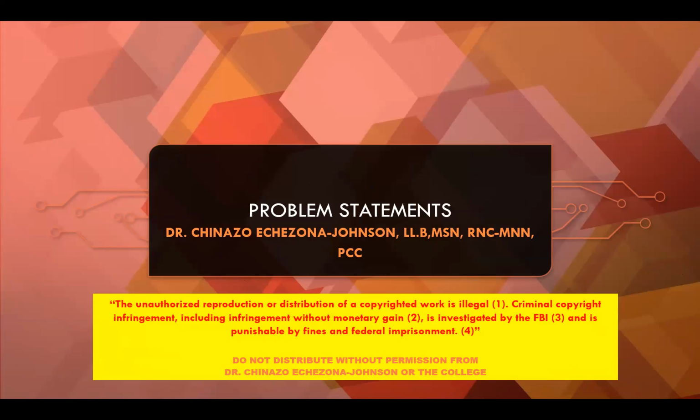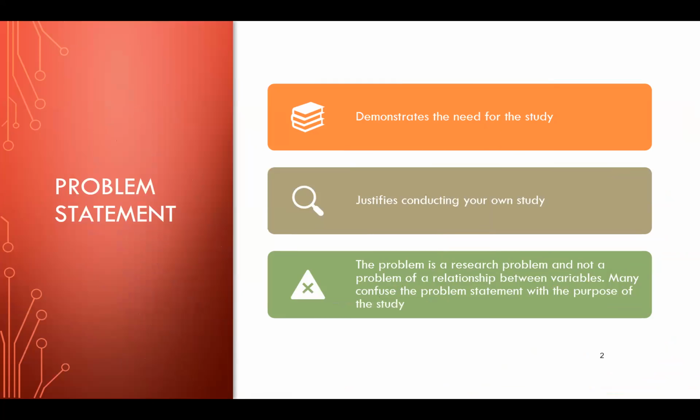Let's look at problem statements. Again, you need to know how to write this, especially with your last assignment. How do you do problem statements? The rationale behind writing a problem statement is that it demonstrates the need for the study, and it justifies you conducting your own study. The problem is a research problem, and not just any problem, but the relationship between the variables. Many people confuse the problem statement with the purpose of the study, and we're going to talk about the purpose of the study in another lecture.